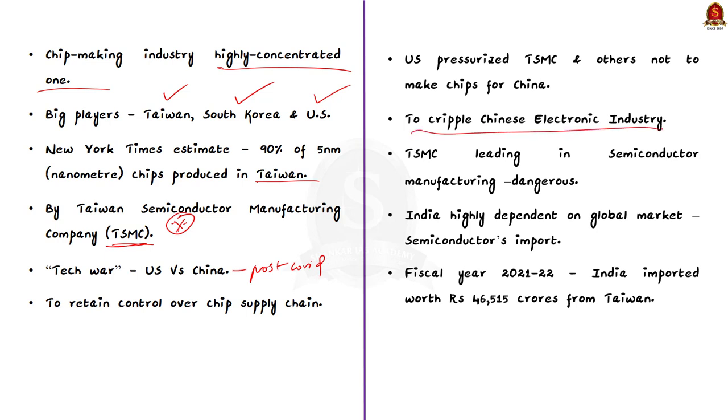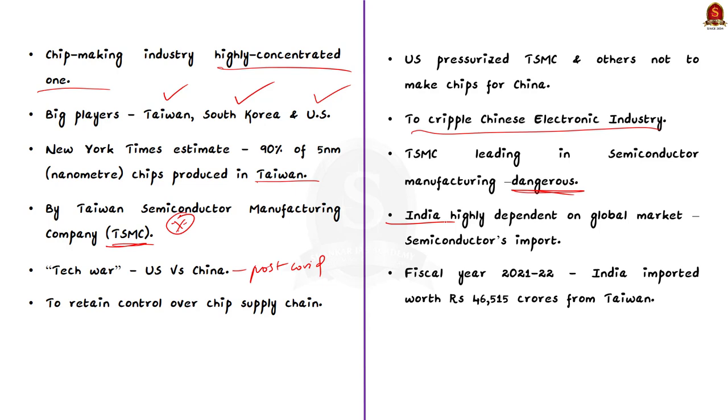So, from this episode, we can conclude that the monopoly of semiconductor production by certain countries is dangerous for all other import-dependent countries like India. So, India is trying to become self-reliant, at least to some extent, in semiconductor production. These initiatives are directed to achieve this particular objective.